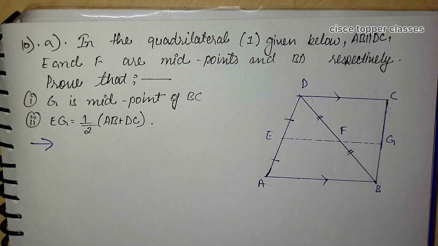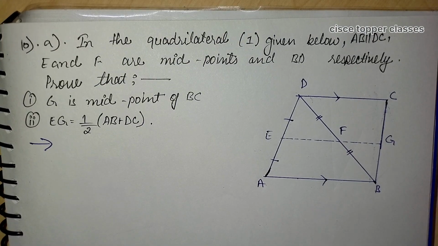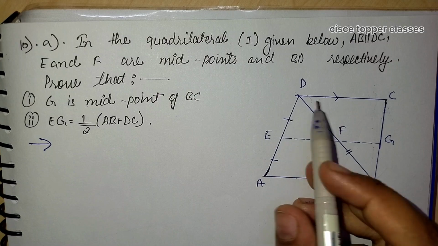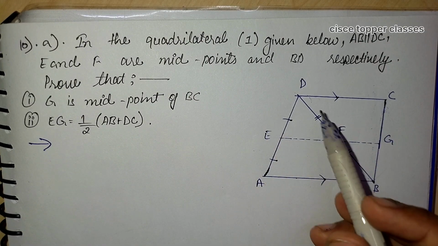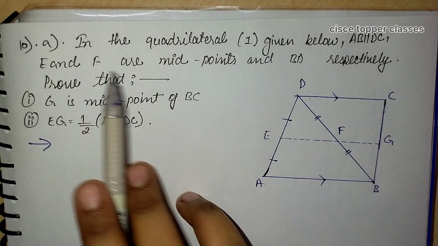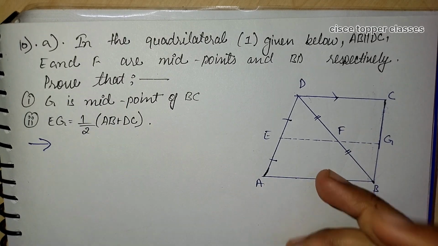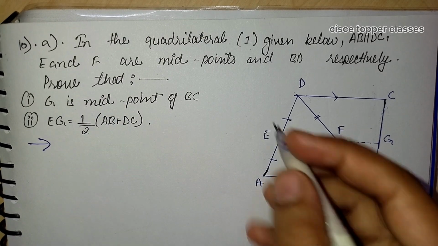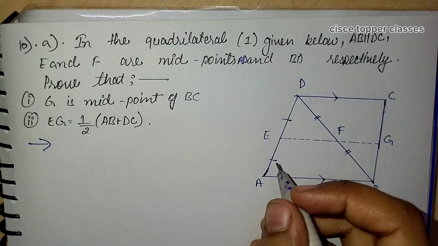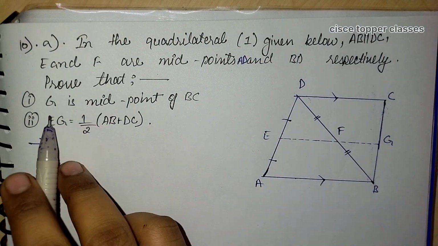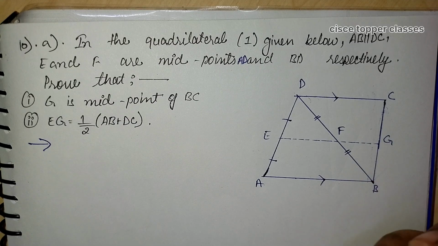Now let us solve the 10th, first part. Here in this quadrilateral, AB is parallel to DC, and E and F are the midpoints of AD and BD respectively. So we have to prove that G is the midpoint of BC here.